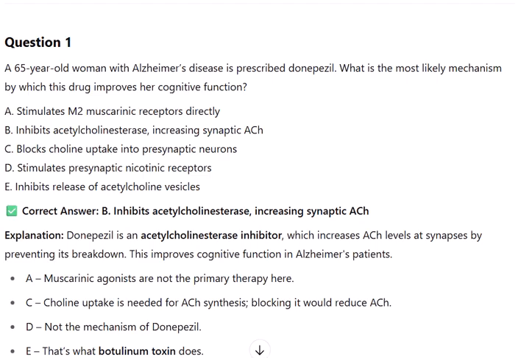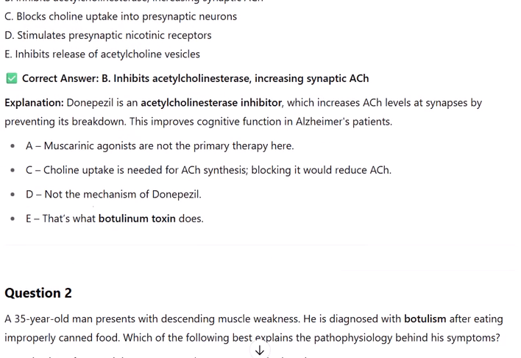Donepezil is an acetylcholinesterase inhibitor, which increases ACh levels at synapses by preventing its breakdown. This improves cognitive function in Alzheimer's patients. A. Muscarinic agonists are not the primary therapy here. C. Choline uptake is needed for ACh synthesis. Blocking it would reduce ACh. D. Not the mechanism of donepezil. E. That's what botulinum toxin does.